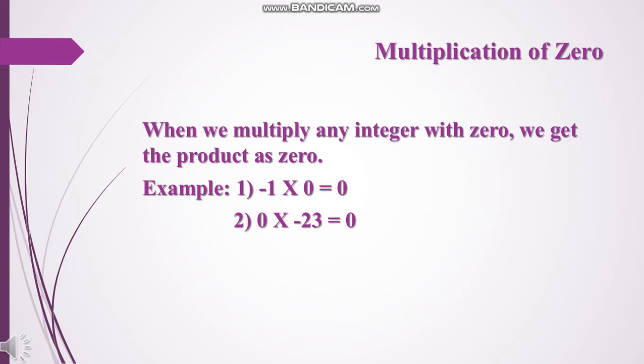Multiplication of 0. When we multiply any integer with 0, we get the product as 0. Example, minus 1 into 0 is equal to 0. Another example, 0 into minus 23 is also 0.